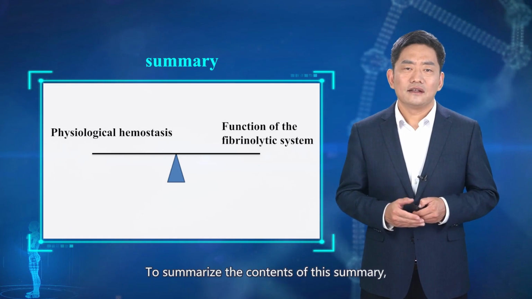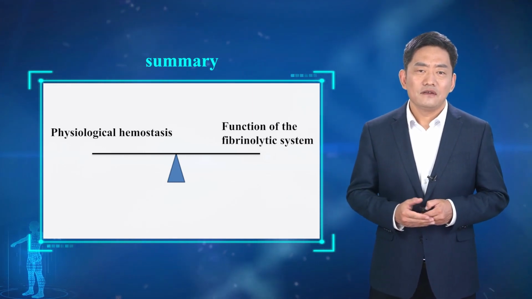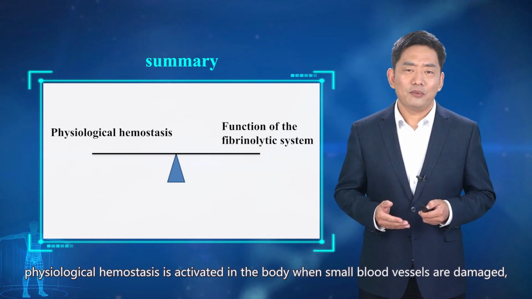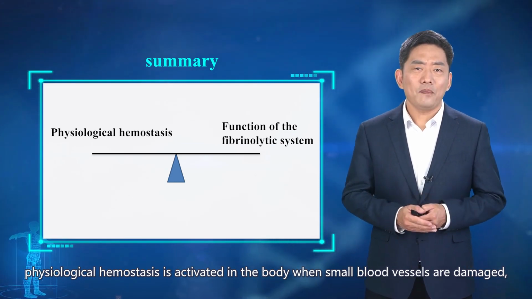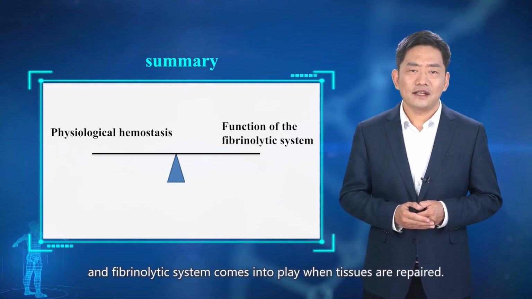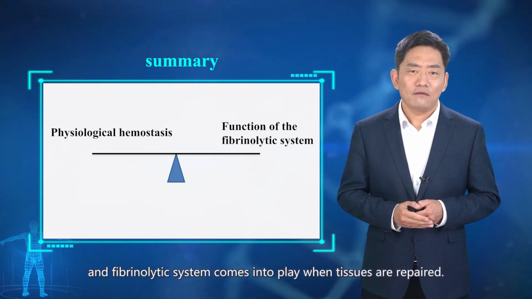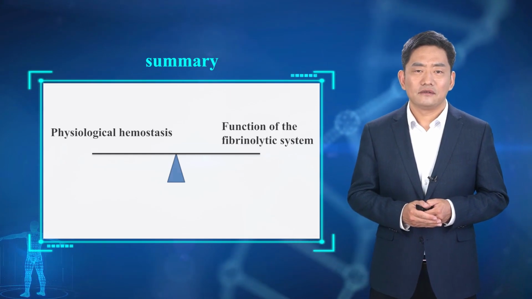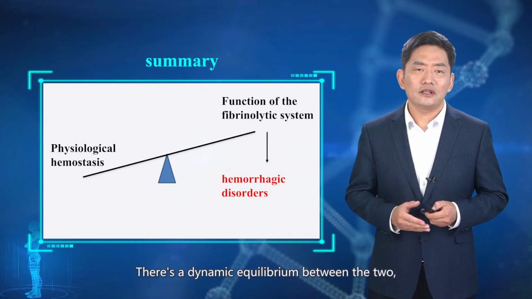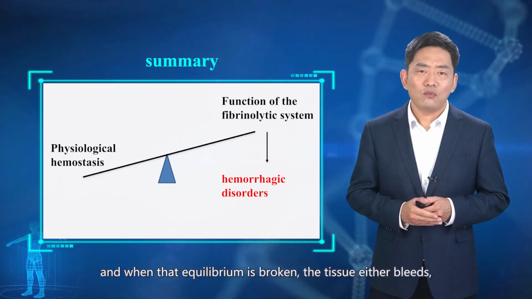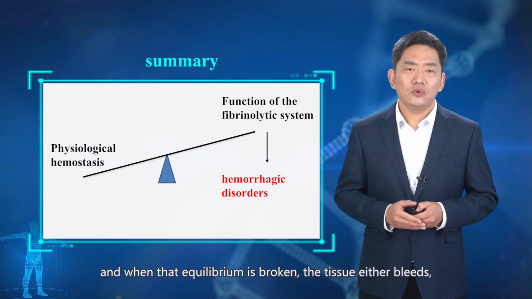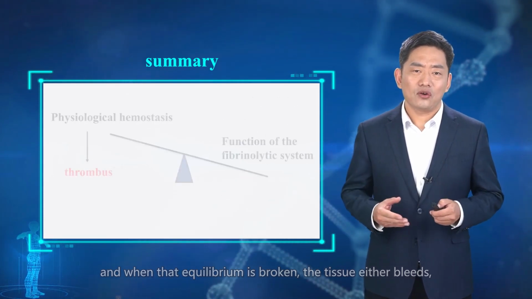To summarize, physiological hemostasis is activated in the body when small blood vessels are damaged, and the fibrinolytic system comes into play when tissues are repaired. There is a dynamic equilibrium between the two, and when that equilibrium is broken, the tissue either bleeds or forms a blood clot.